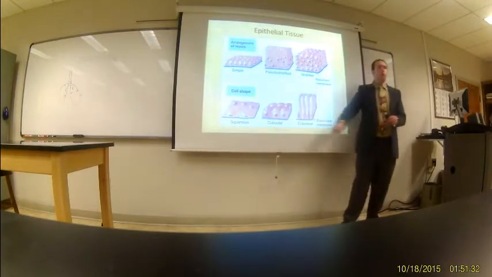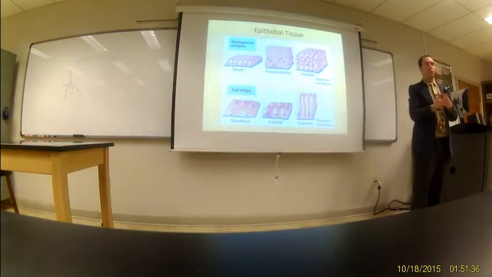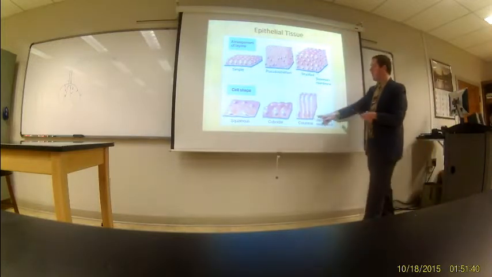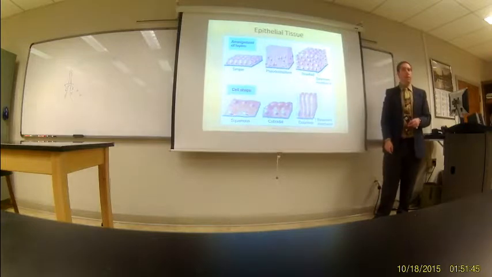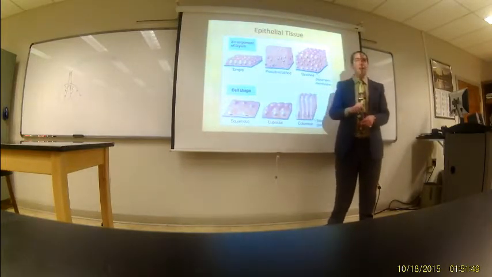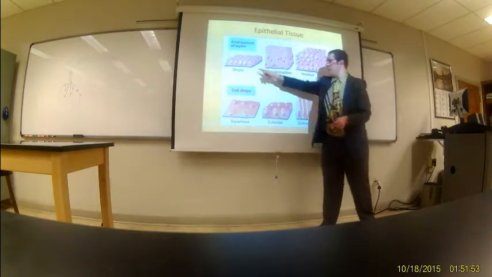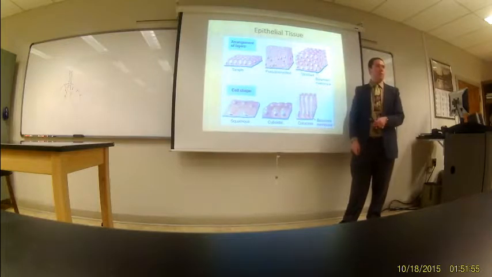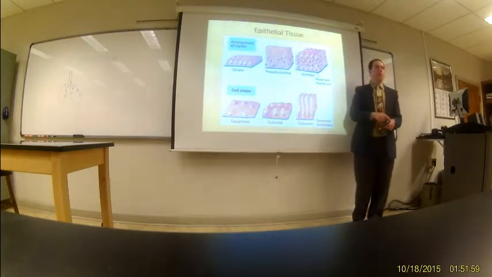Cuboidal is cube-shaped or circular. It could be spherical. Basically, it's the same dimensions all the way around. And then there is columnar. They're column-shaped. And so we can have a simple squamous epithelium, a simple cuboidal epithelium, or a simple columnar. Or we can have a stratified squamous, cuboidal, or columnar.